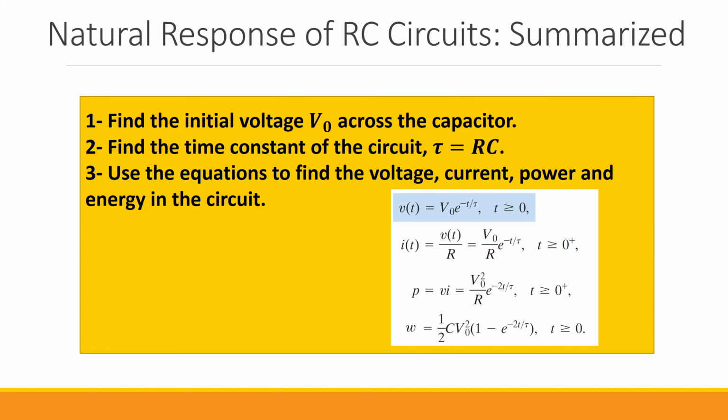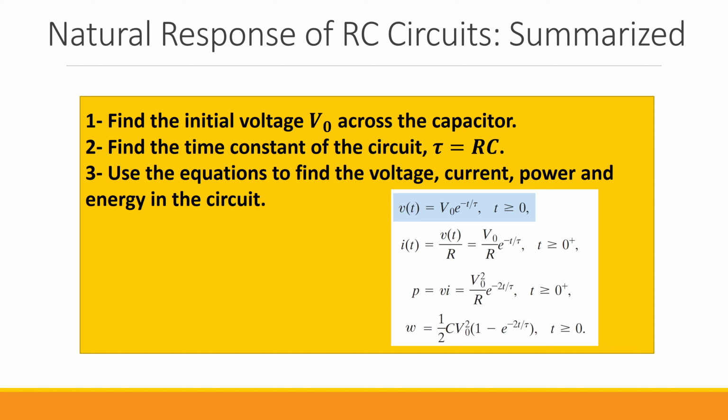So let's just summarize the procedure for finding the natural response of an RC circuit. First, we need to find the initial voltage V0 across the capacitor. So if we have any switch in the circuit, we need to know what was the situation before the switch changes its position. We should consider that if we have a circuit that has been in a single position for a long time, the capacitors behave as open circuits now.